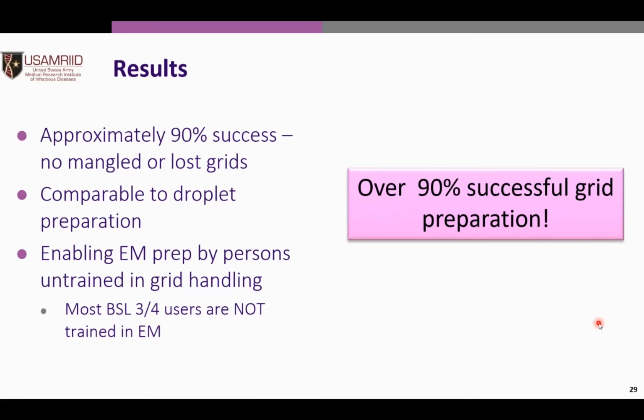And it was just really difficult, and it was very frustrating for the people who were trying to do the preps to give us the virus so we could look at things for them, because they'd be spending all this time hot side trying to do these preps and have nothing to give us either, and it was really frustrating on both ends. We found the results were comparable to the droplet method, and the biggest leap and bound for USAMRIID was it did enable preps by people who aren't really trained with grid handling.